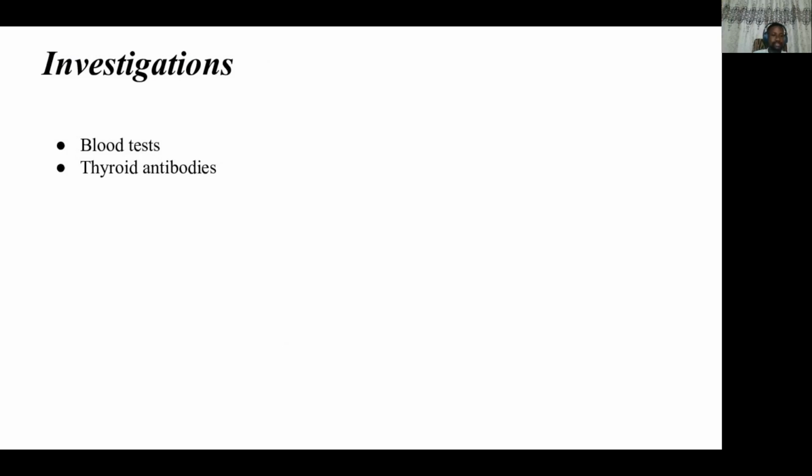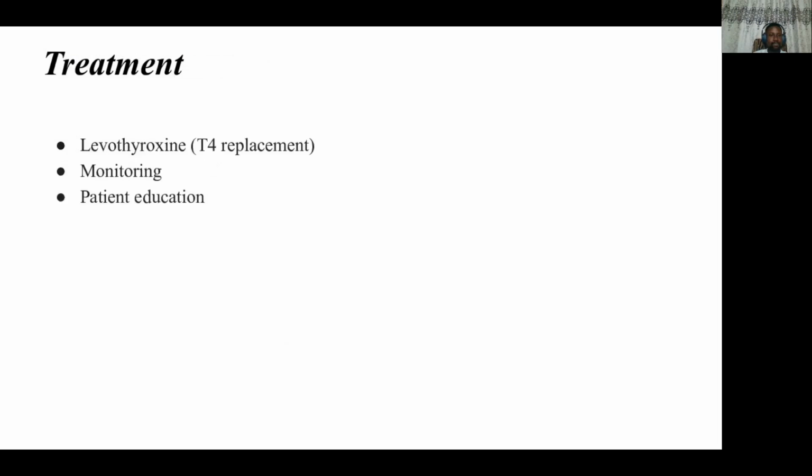Now, the treatment. Levothyroxine is given for a patient with hypothyroidism as the replacement of thyroxine. It's worthy to note that we start with low doses. Then we have to titrate based on the thyroid stimulating hormone levels, targeting the normal range. It's also important to monitor the thyroid stimulating hormone levels every 6 to 8 weeks until stable, then annually.